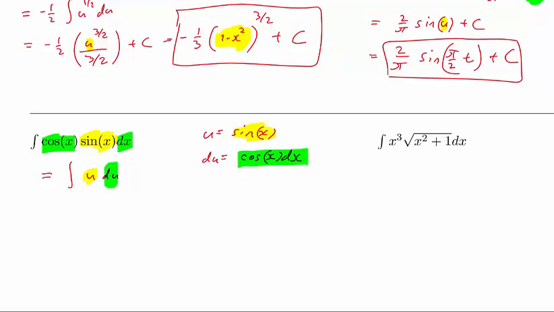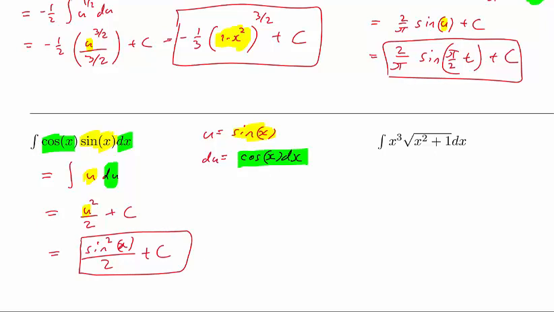So now all we have to do is take the antiderivative. So it's u squared divided by 2, right? It's the opposite of the power rule, don't forget. Plus c. All right, we're making our substitution. And so we put in here sine squared of x all over 2 plus c. And there we are, that's it, that's the answer.